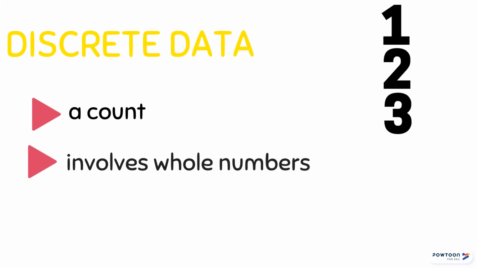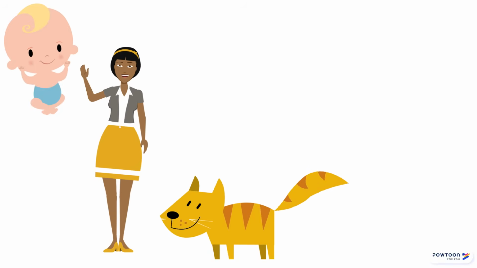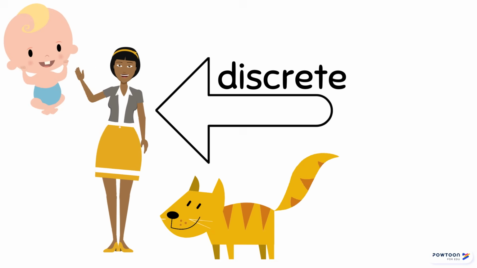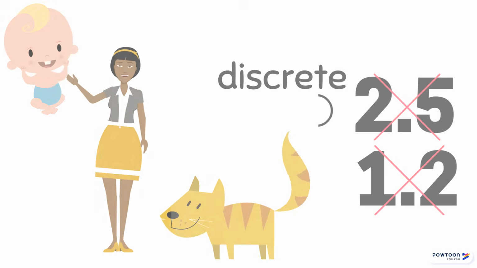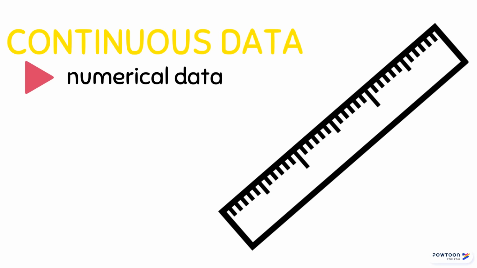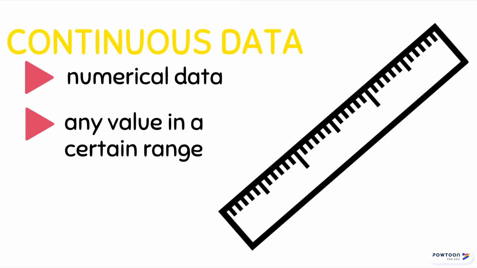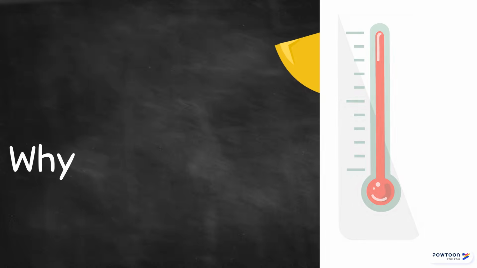There's discrete data, which is a count and involves whole numbers. For instance, the number of children or adults or pets in your family is discrete because you can't have 2.5 kids or 1.2 pets at home. There's also continuous data. This is numerical data that can take on any value in a certain range, such as height or temperature. So, why do we use data?